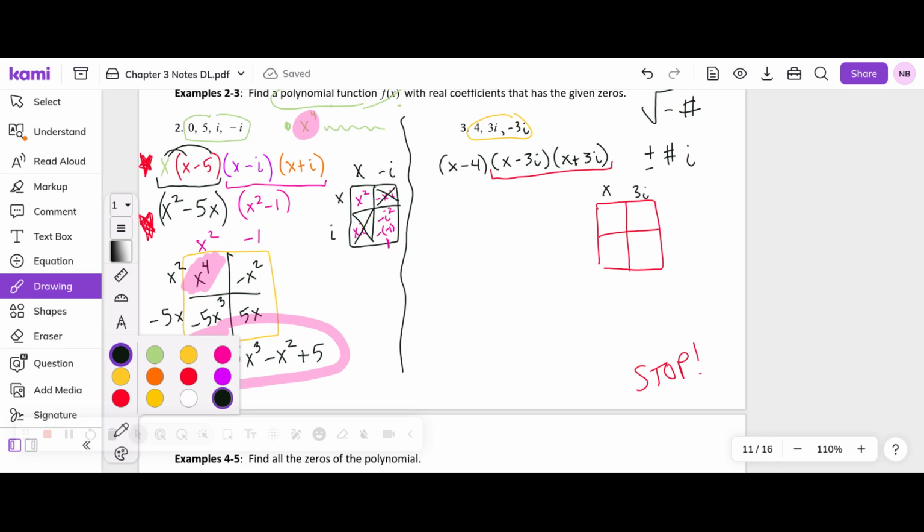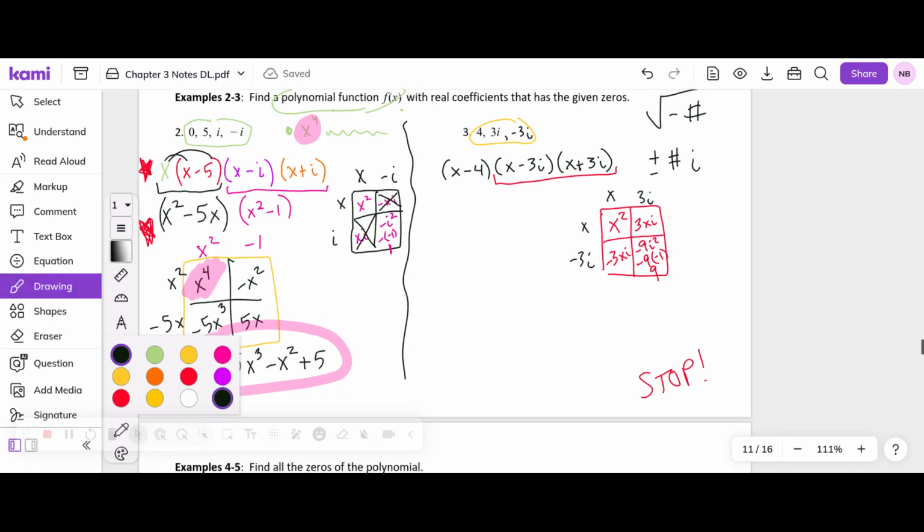All right, so I'm going to go 3i here and minus 3i here. You might have arranged them a little bit differently, but you'll end up with the same thing. So here we would get x squared, here we would get 3xi, here we'd get negative 3xi, and then here we get negative 9i squared again. That's like negative 1, which is like 9. So these drop, and what we're left with is x squared plus 9. You might start to notice a pattern after a little bit.